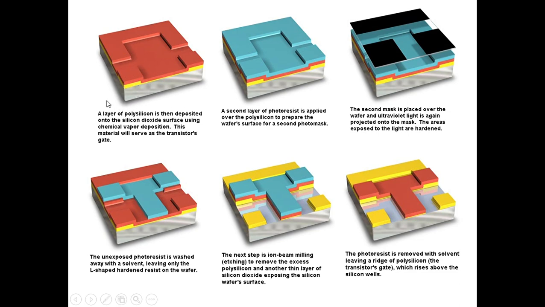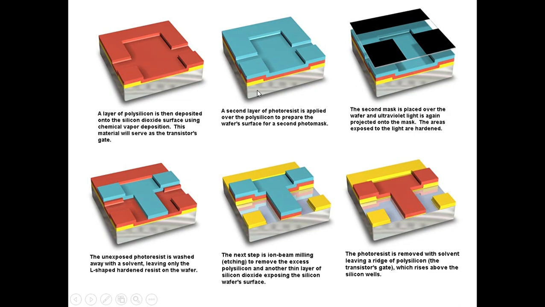You have this polysilicon. A layer of polysilicon is then deposited onto the silicon dioxide surface using chemical vapor deposition. Here you can see this is polysilicon. You can see this polysilicon here.